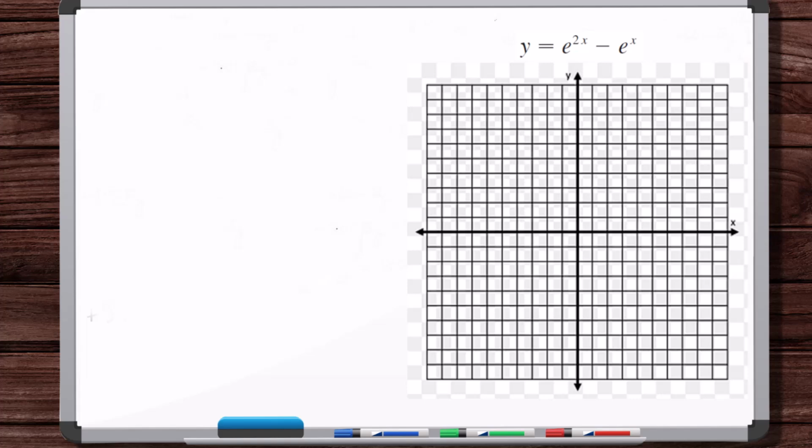All right, we're continuing with the curve sketching example problems. This is video number 13. In this video, we're going to sketch this function shown here, e to the 2x minus e to the x.